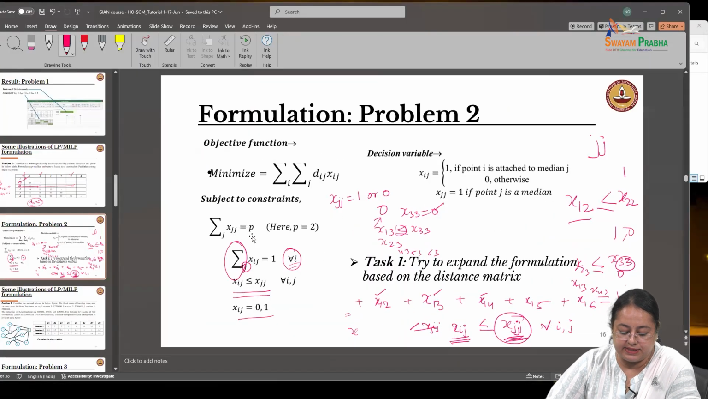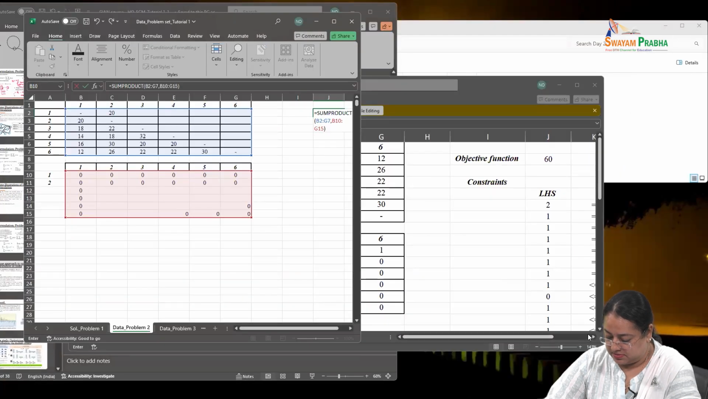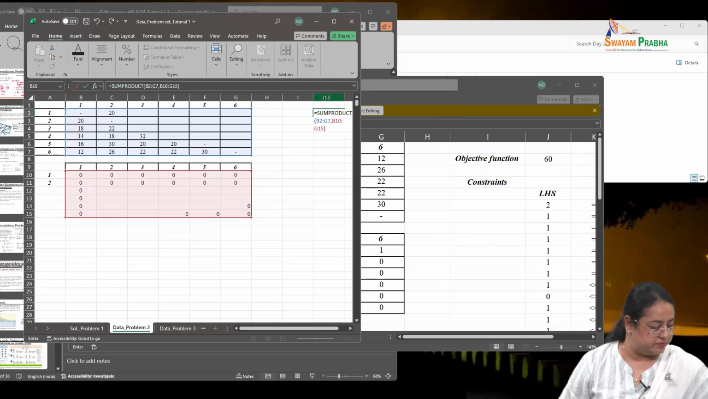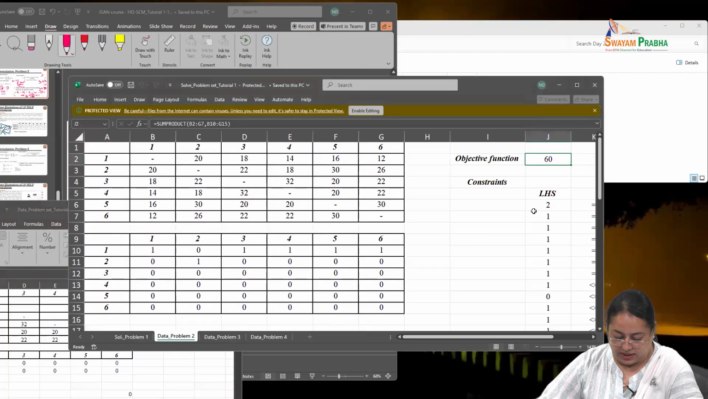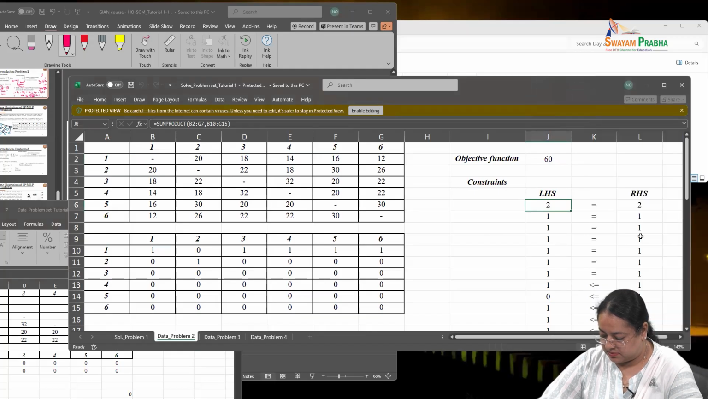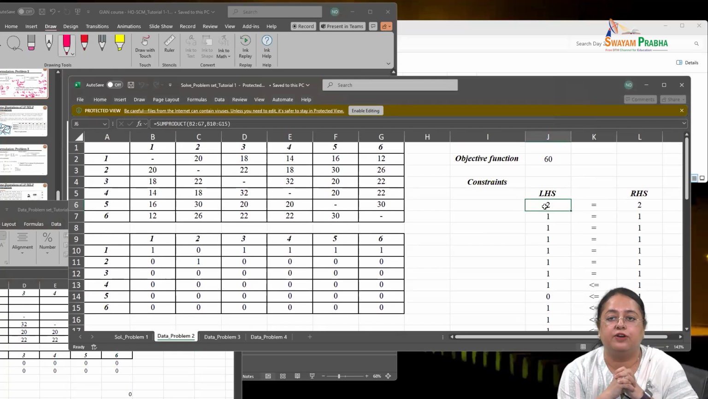Now, can you put these constraints? Summation of Xij across j has to be 1. How can we do that? I would suggest how you can do it. In the cell J6, now let's first put the constraint on P.